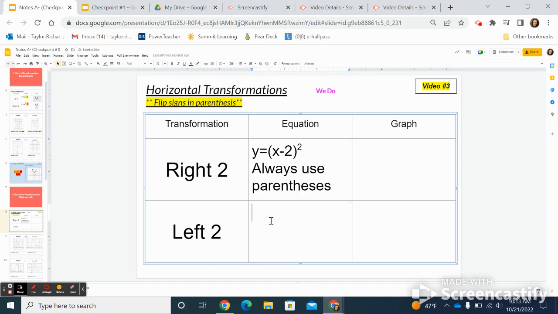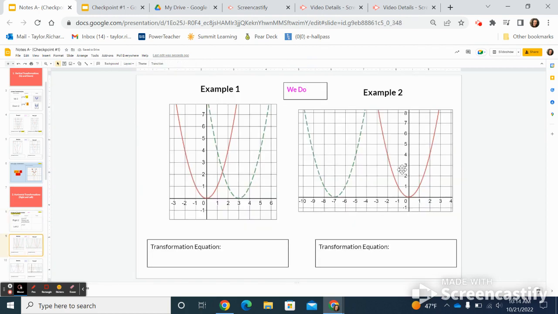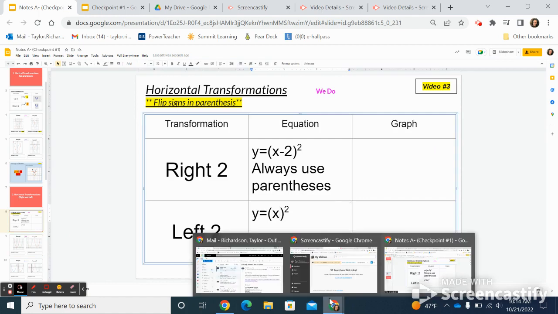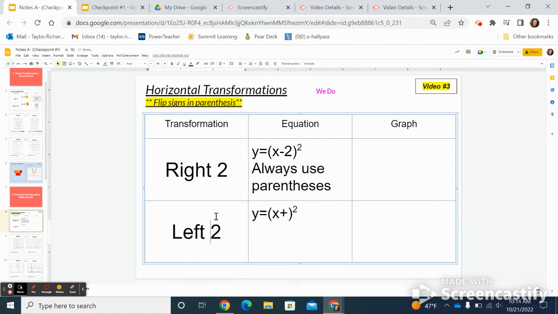Okay. For left 2, again, I'm going to start with my parent function and put parentheses around my x. Now left on a graph, like this one right here, is -1, -2, -3, all these negative numbers. But when I put it in the parentheses, I'm going to do a positive. So when I want to go left 2, it's going to be x plus 2. It's kind of backwards, but those parentheses make that happen.